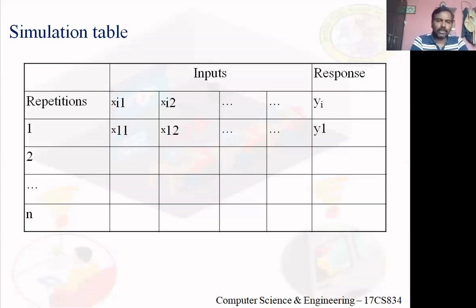Let me assume for simplicity that n is 3. 1, 2, 3 rows you need to build. So in a bank, there are 2 inputs. Through inter-arrival time, I will determine arrival time. And what I said earlier, I'm concerned with the average response time.